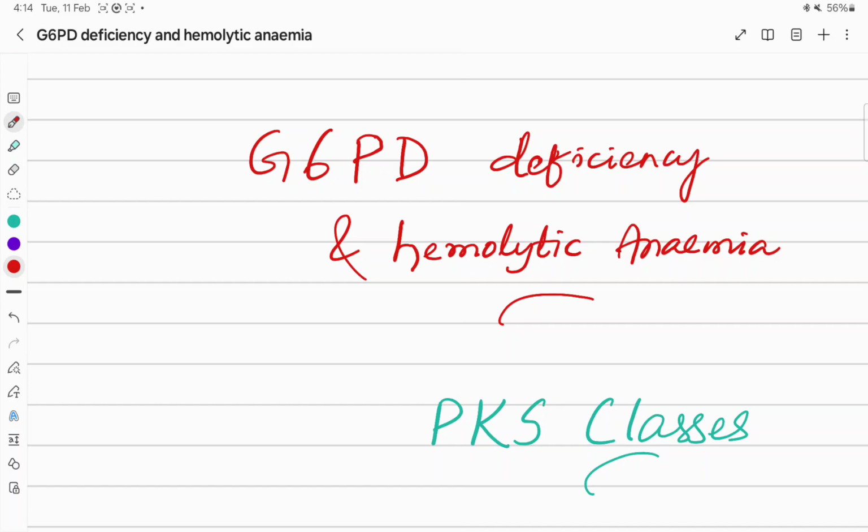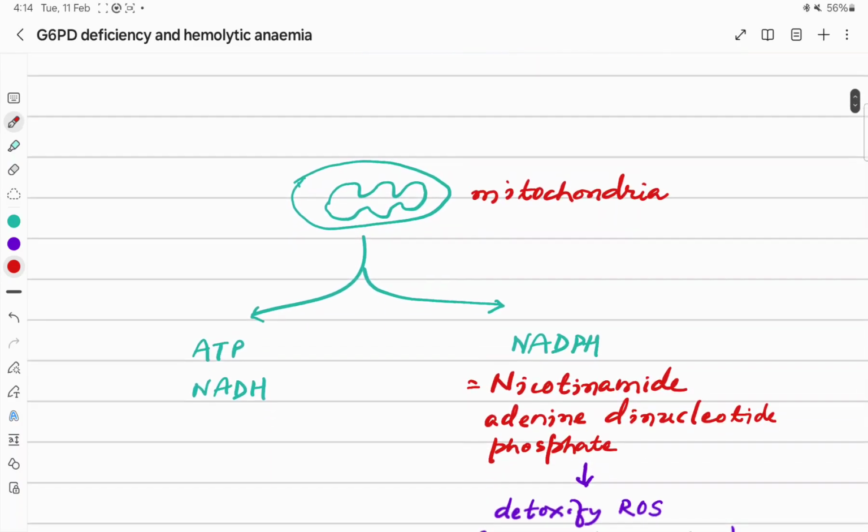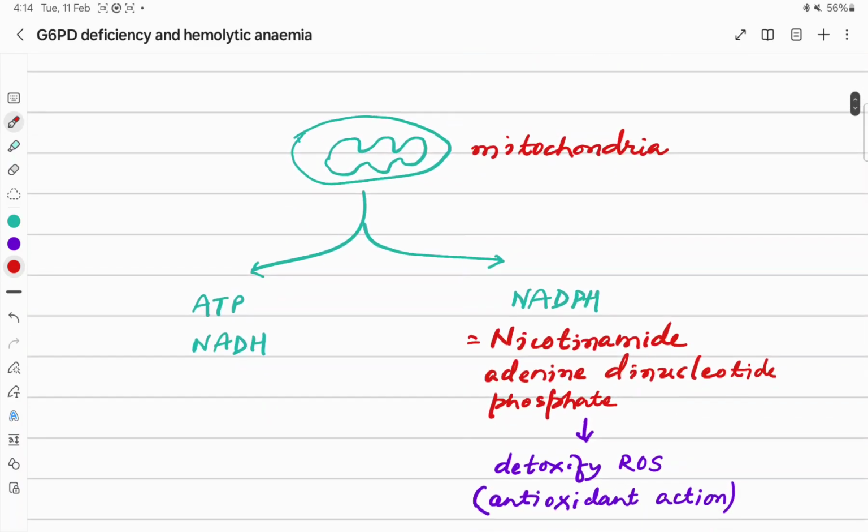Today we will study G6PD deficiency, glucose-6-phosphate dehydrogenase deficiency, and hemolytic anemia. Mitochondria primarily generates ATP and NADH, but it also maintains a pool of nicotinamide adenine dinucleotide phosphate, that is NADPH, whose primary function is to detoxify reactive oxygen species. That means it shows antioxidant action.